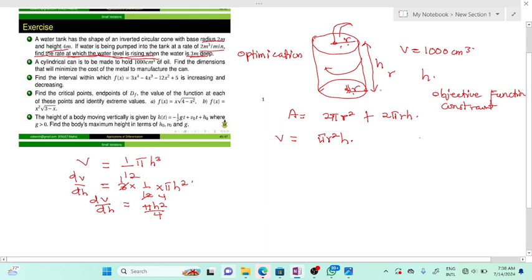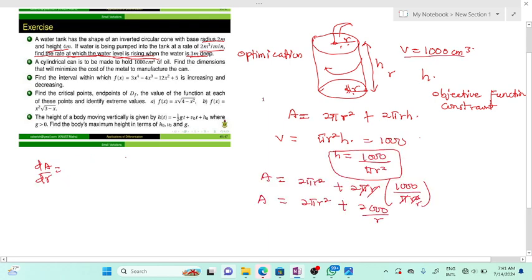Our dA over dr. When I differentiate this with respect to r, what am I getting? I'm going to get 4 pi r. Then this side, remember this is r to the power negative 1, so we are going to get minus 2000 over r squared. Then you know that at the critical point, this should be equal to 0. Once this is equal to 0, I'll have 4 pi r equal to 2000 over r squared.